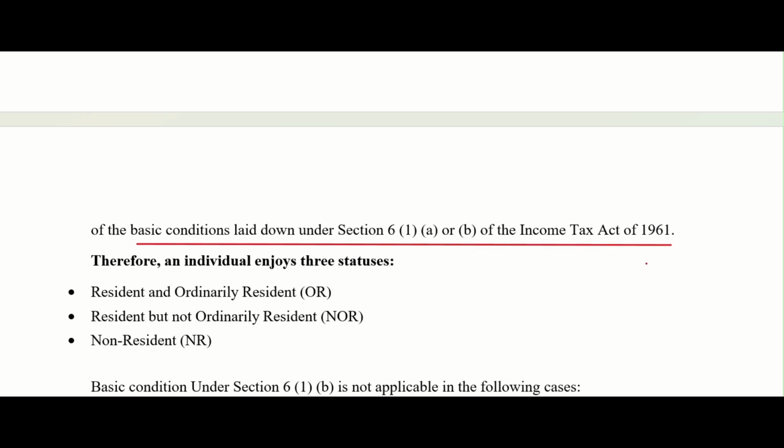So therefore, an individual enjoys three statuses. One is resident and ordinarily resident, next is resident but not ordinarily resident, and next is non-resident. So these three statuses will be determined based on the basic conditions and additional conditions.